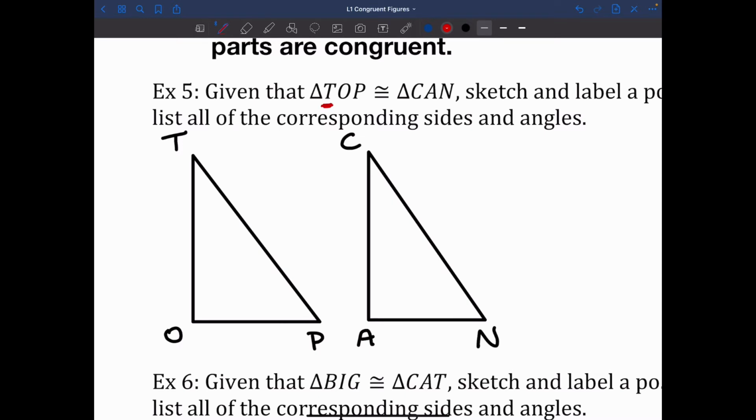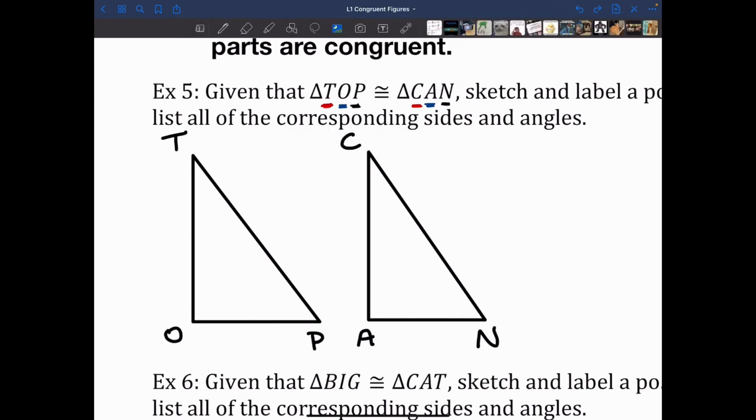The first letter needs to match up with the first letter in the other triangle. So T and C, being the top point of this triangle in each one, match up pretty well. O and A also have to match up. They're that little right angle looking thing down on the bottom left. And then last but not least, P and N are also going to be just the last side.